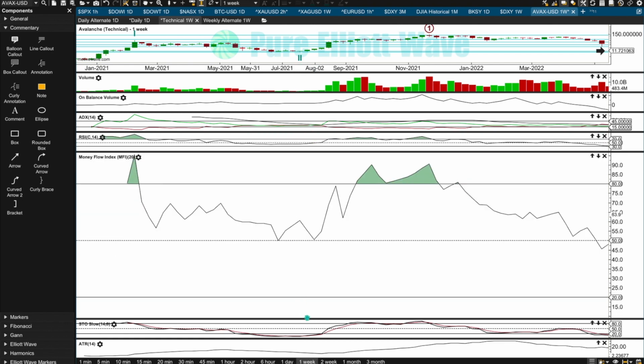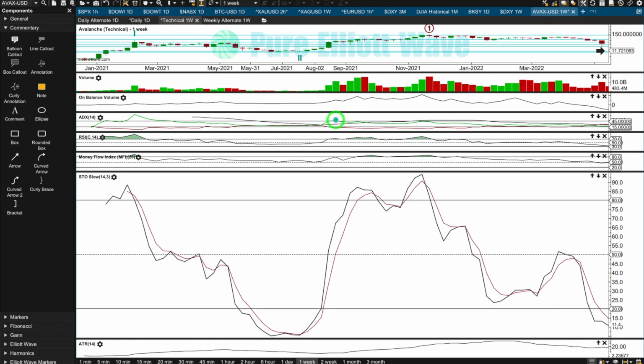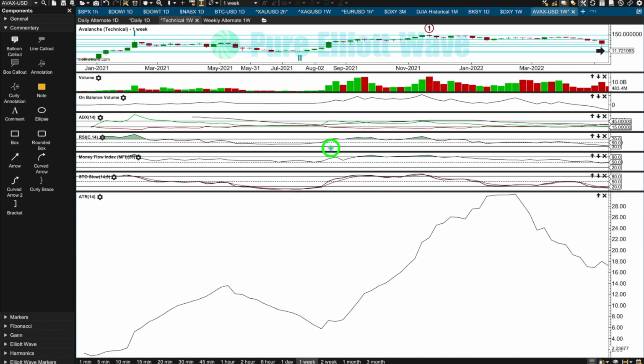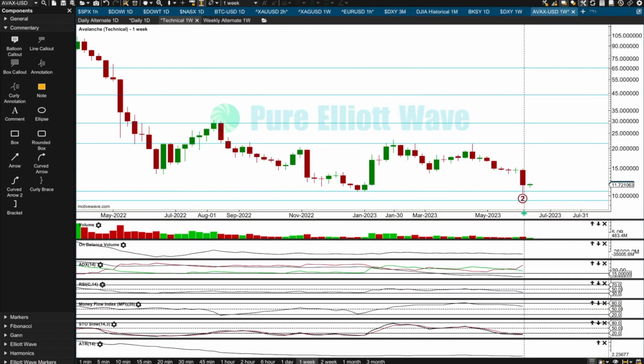Money flow also at the midpoint. Stochastics was oversold, but it didn't remain oversold for long. And throughout the end of the bear market, volatility declined as ATR declined. Let's compare and contrast that to the current situation. This is the last completed weekly candlestick for the week beginning 4th of June 2023.